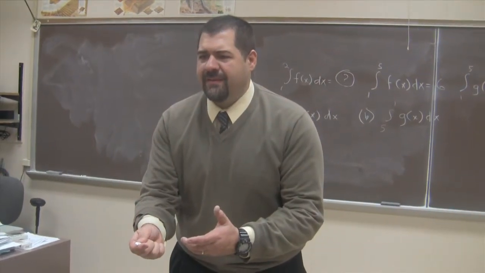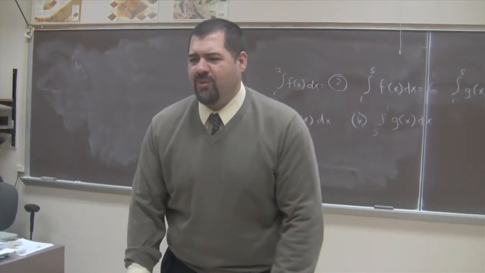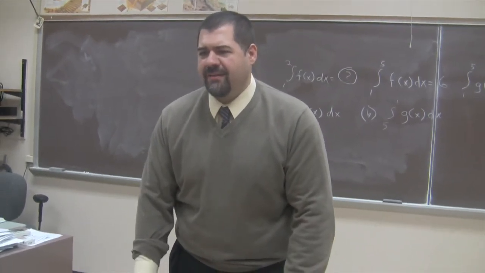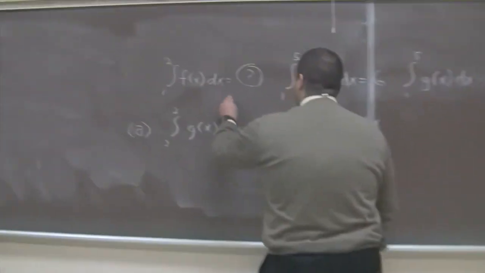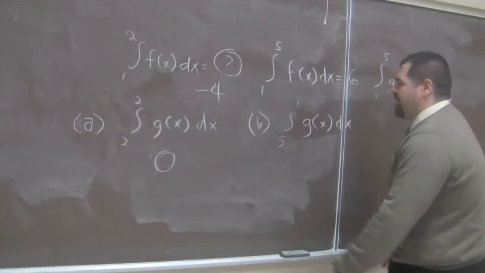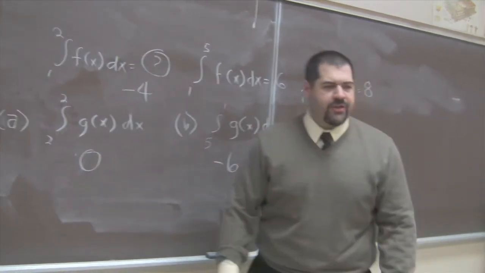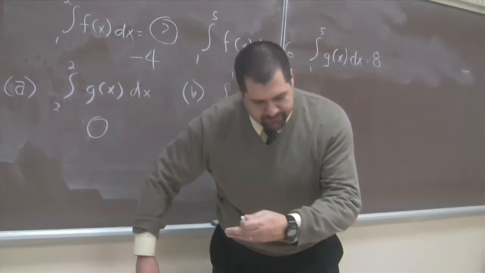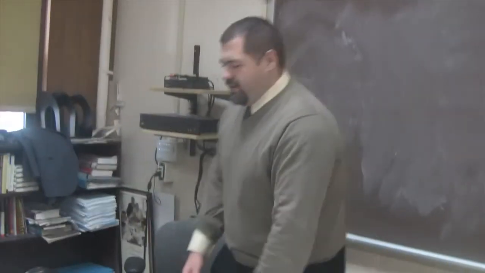I just don't. I don't know the answer. You don't know? No. And you won't try? What's the point in trying? If f of x is -4, then a is 0 due to the 0 property, and b is -6 due to the order of integration. Okay. Open your textbooks to page 600. Do problems 1 through 1,000. Show your work.